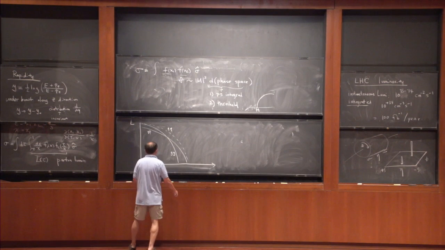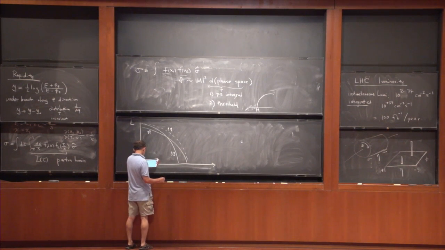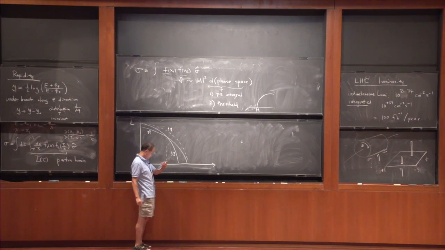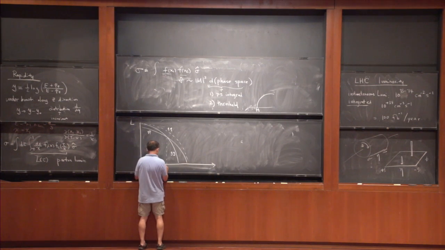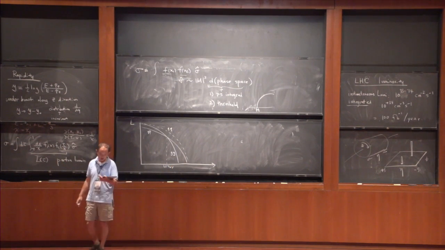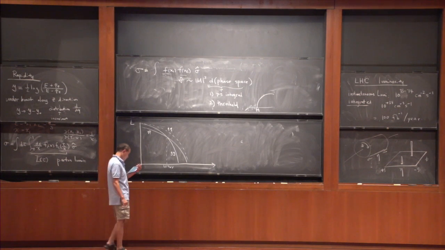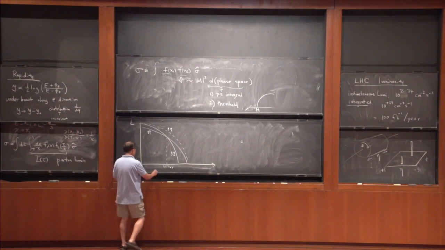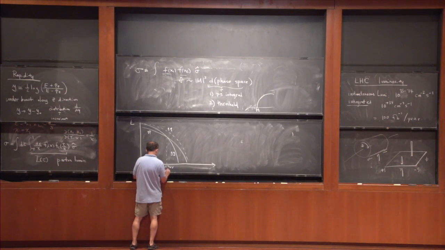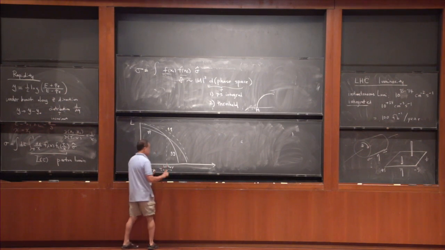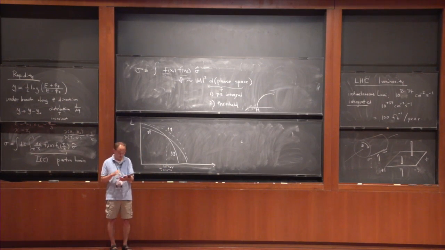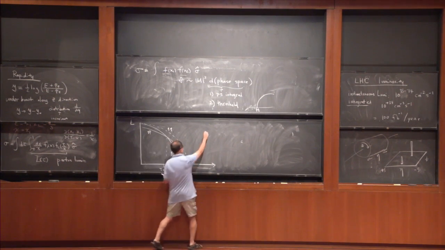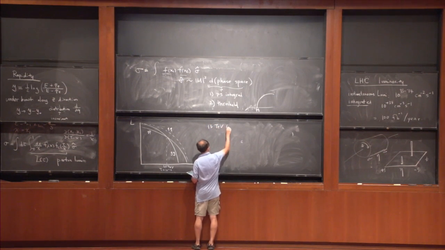Let's say for LHC, this point is about 1.5 TeV, or tau equals 10 to the minus 2. So this is for 13 TeV LHC. The figure I'm drawing is for 13 TeV LHC.